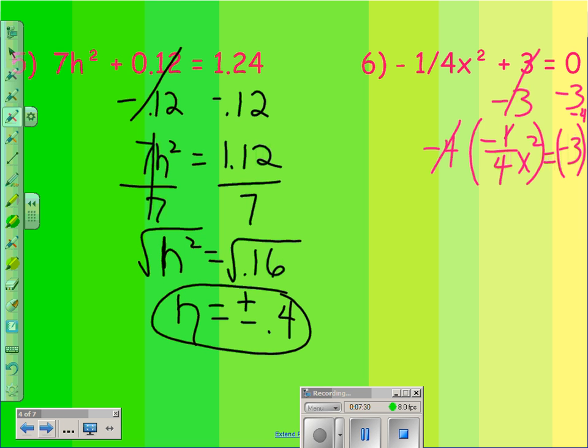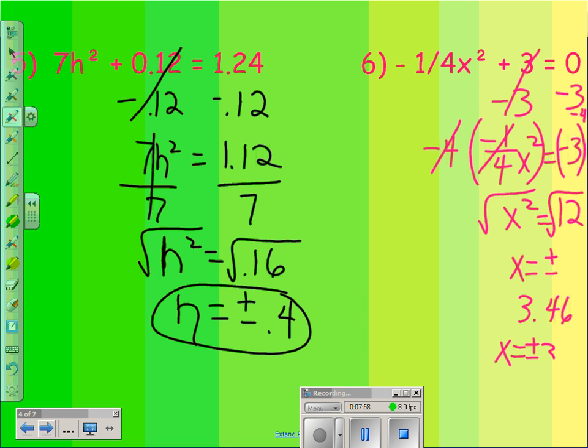Once you've done that, then you end up with x squared is equal to, we've got a negative times a negative on the right. That's going to give us a positive. So from here, then we'll take the square root of both sides. We end up with x is equal to, and it's going to be positive or negative. I'm running out of space over there. It said in the directions to round it to the nearest tenths place. So I think it ends up 3.46. So we're going to say our final answer is positive or negative 3.5. That's our final.